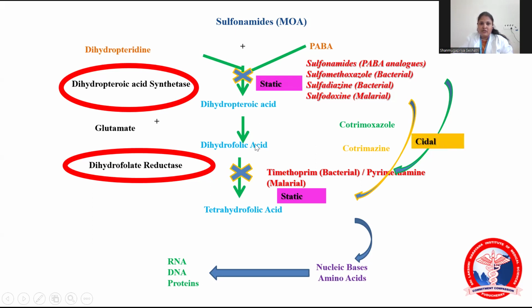See in the picture? So PABA to dihydrofolic acid is inhibited by sulfonamides. When these are given as single drug therapy, they are static. When used in combination, as cotrimoxazole and cotrimazine, they become cidal.